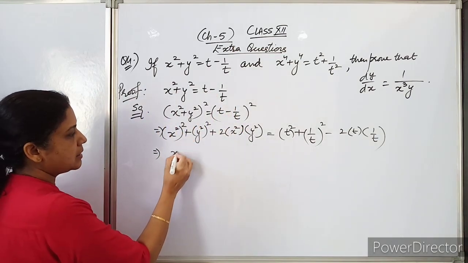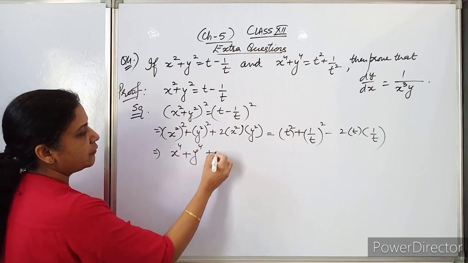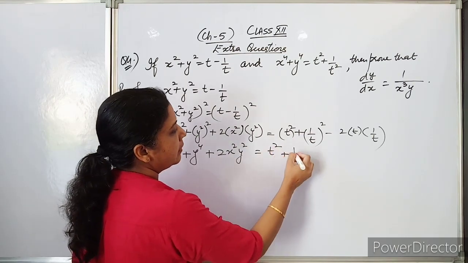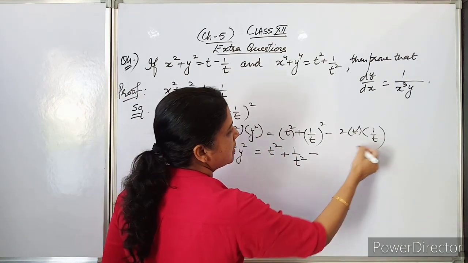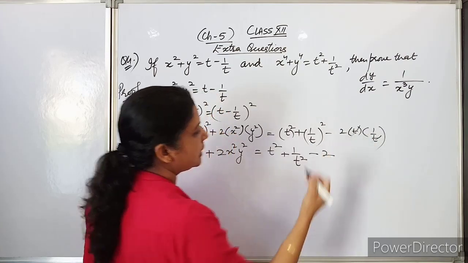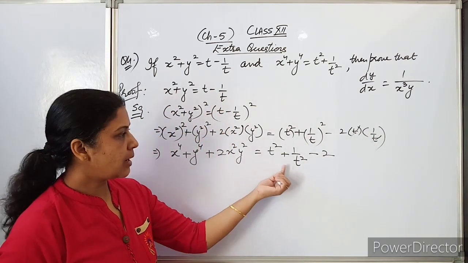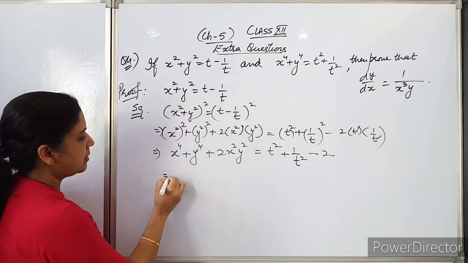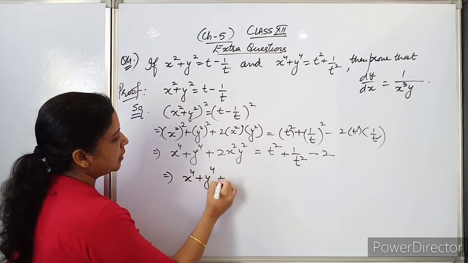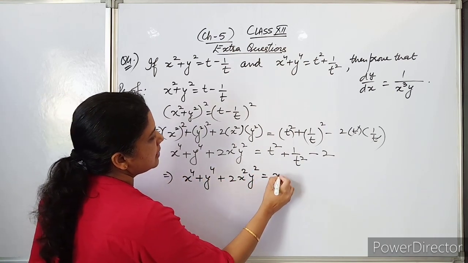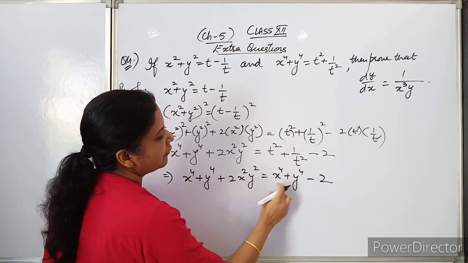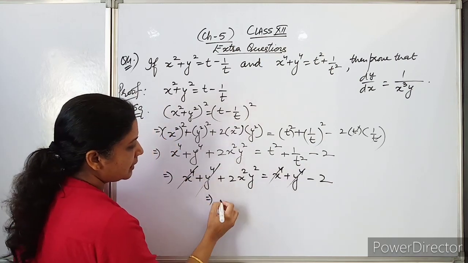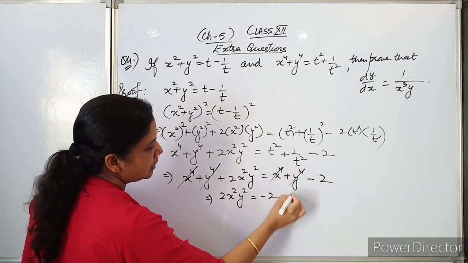Let's simplify. x raised to power 4 plus y raised to power 4 plus 2x square y square is equal to t square plus 1 by t square minus 2, since t into 1 by t cancels and we are left with 2. Now look into this carefully. t square plus 1 by t square. This value is given to us as x raised to power 4 plus y raised to power 4 in the question. So I am going to substitute it. x raised to power 4 plus y raised to power 4, as given, equals t square plus 1 by t square. So this cancels and we are left with 2x square y square is equal to minus 2.